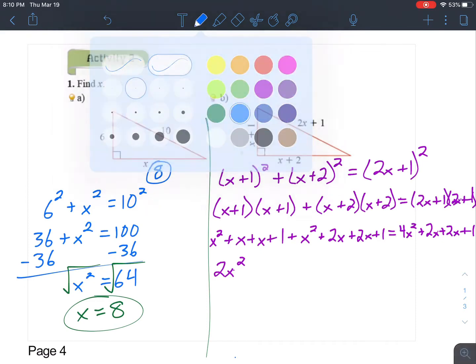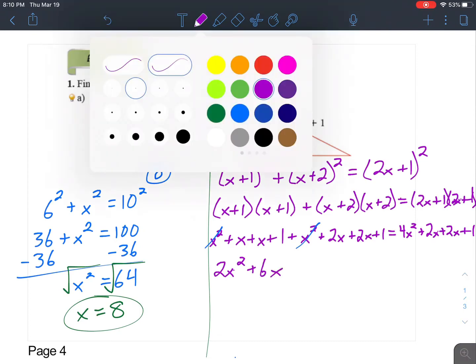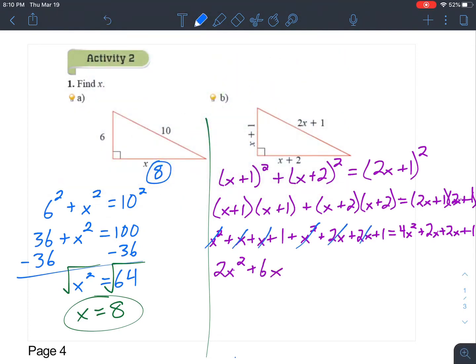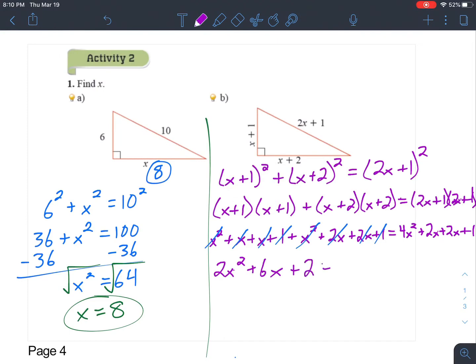So when we simplify, over on the left side we are going to get 2x squared, and since there's a lot of stuff in here, let's cross them off as we get rid of them. Then we're going to have to add all of our x's together, and that's going to give us 2, 4, 5, 6. And then lastly, 1 plus 1 is going to give us 2. Then over on the right side, that one's not going to be so tough for us. 4x squared plus 4x plus 1.